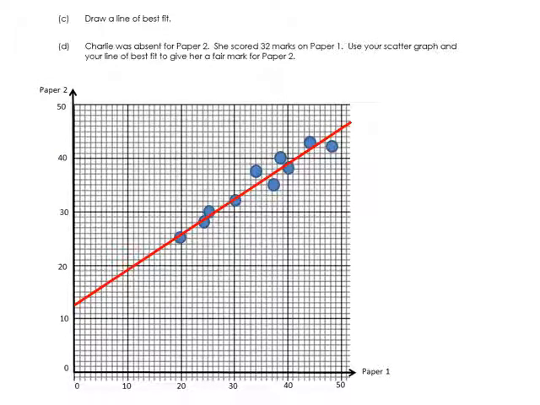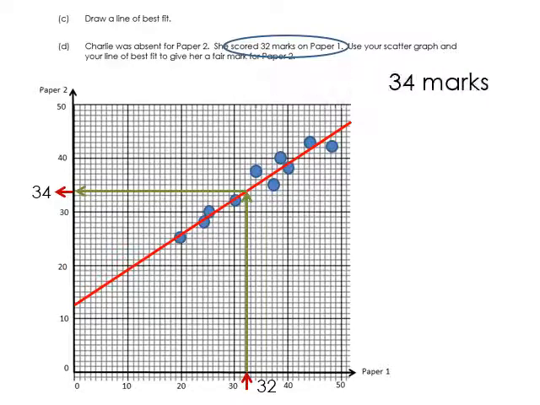Part D, Charlie was absent for paper 2. She scored 32 marks on paper 1. Use your scatter graph and your line of best fit to give her a fair mark for paper 2. So she scored 32 marks on paper 1. So you go down to paper 1, read off at 32, up, and then across until it hits that y-axis. So you can read off your mark for paper 2, which comes out as 34.